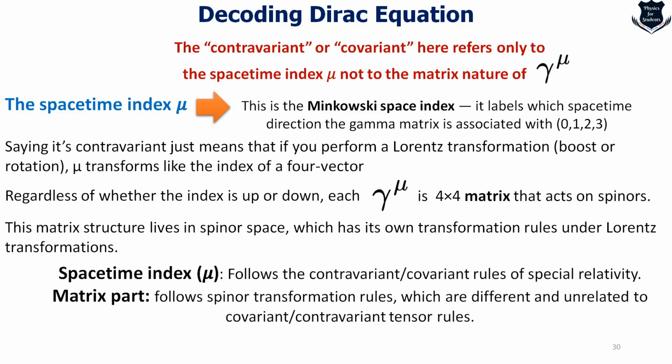So the bottom line is that the space-time index follows the contravariant and covariant rules, and the matrix part follows the spinor transformation. So it is a reminder that you should avoid mixing up these two worlds. The space-time index follows the contravariant and covariant rules of special relativity, and the matrix part follows spinor transformation rules, which are different and unrelated to covariant and contravariant tensor rules.